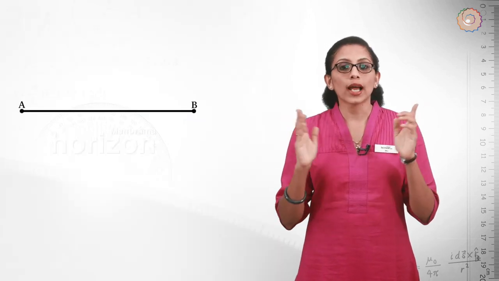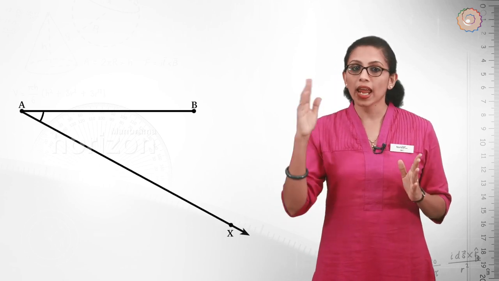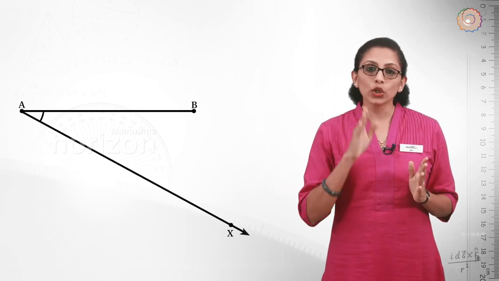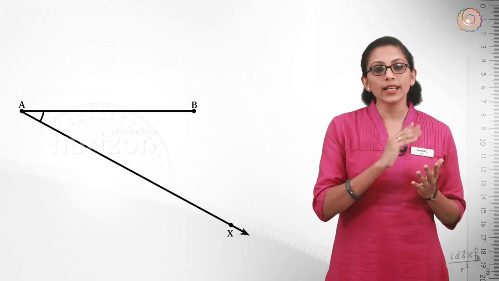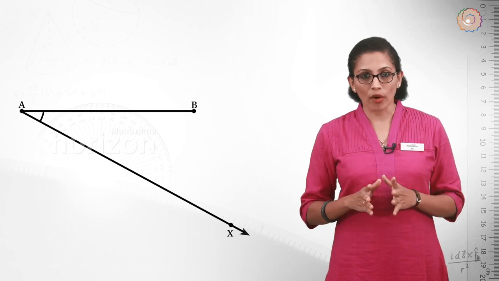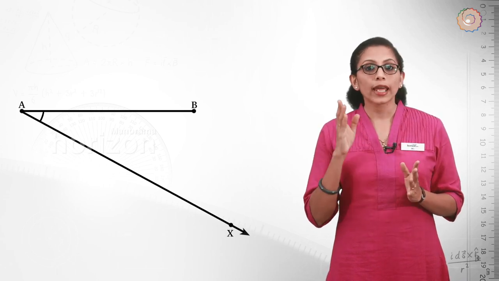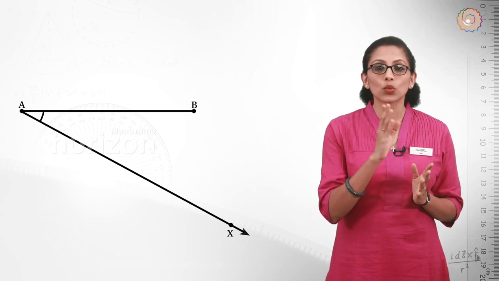First, draw a line segment AB. Second, draw any ray AX making an acute angle with AB. What is an acute angle? An angle less than 90 degrees. Third step, mark 5 points. How did we get 5? It is equal to m plus n. Here the ratio is 3:2, so m plus n is equal to 5.